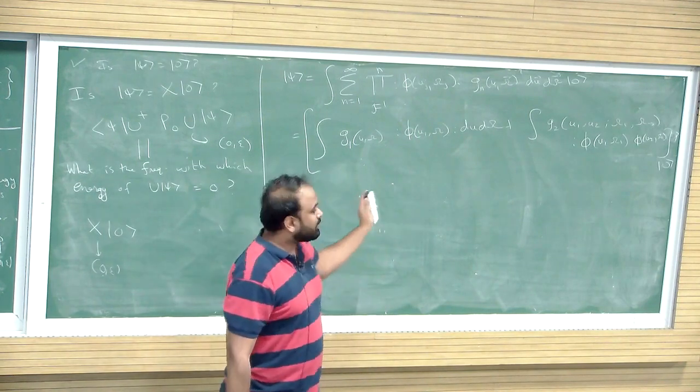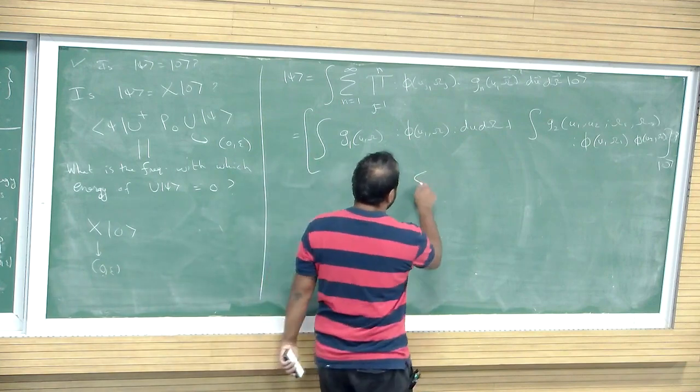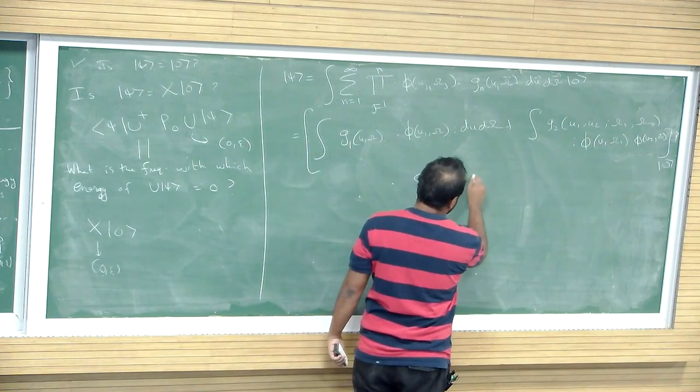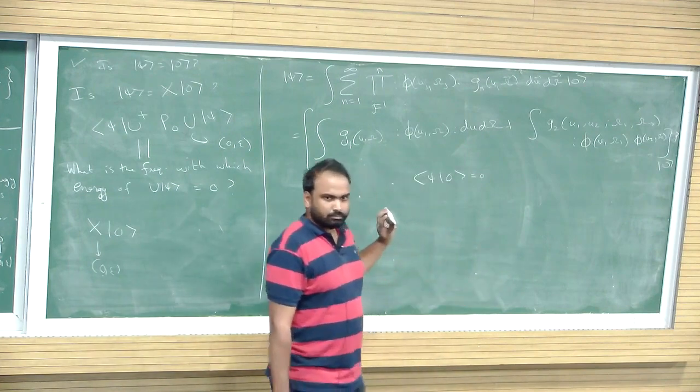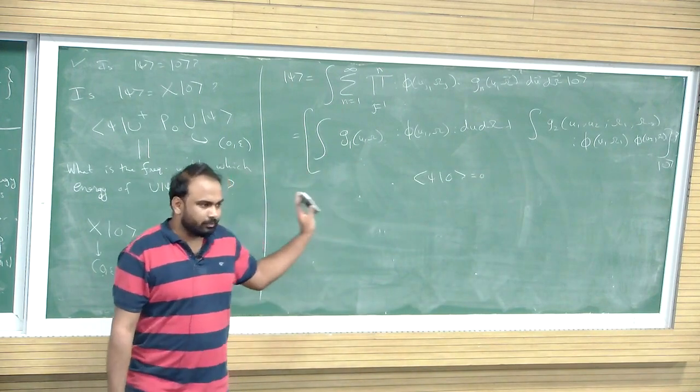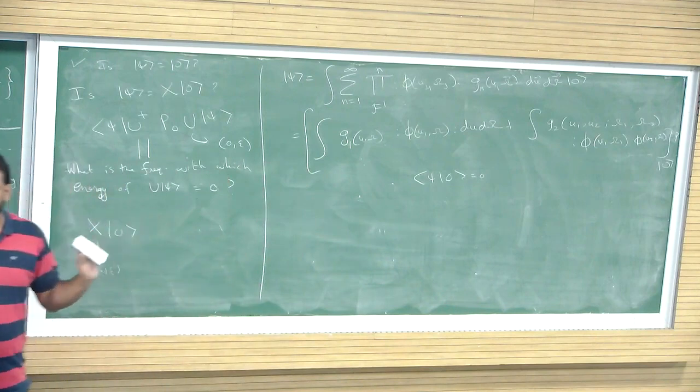Would that be happy with any state which has zero overlap with the vacuum? But that's not important. I can always ensure this is maintained. But as of now, this is a very general state that I've written down. Okay?